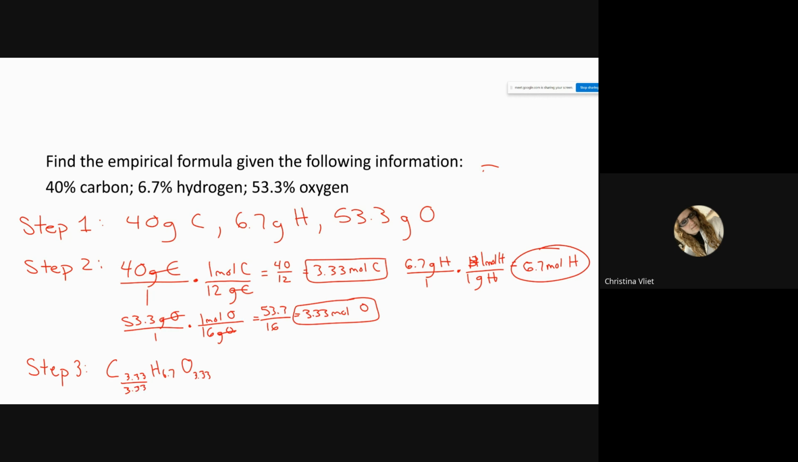That automatically tells you that carbon and oxygen are going to be 1, because anytime you divide by the same thing, that's the whole point, is to try to get them to whole numbers. And so we get C1, H, 6.7 divided by 3.33, which is 2.01, and then oxygen 1. And you have to make a decision. Is 2.01 close enough to 2 to just cut it here and be like, I don't need a step 4? Or do you need to multiply by 99?